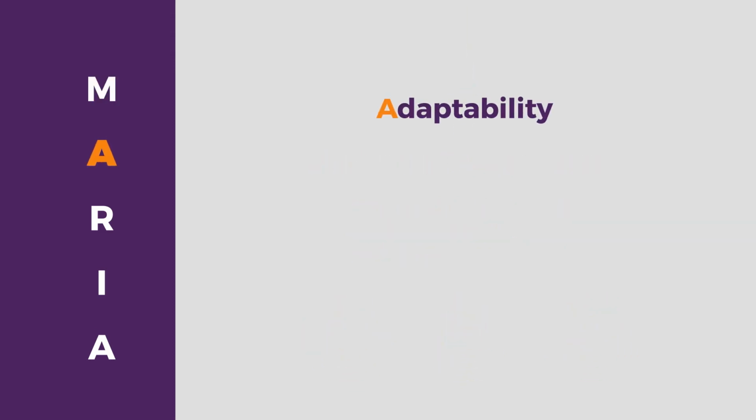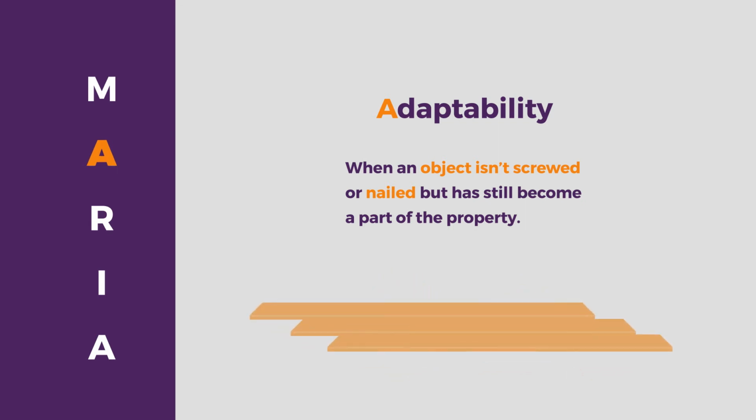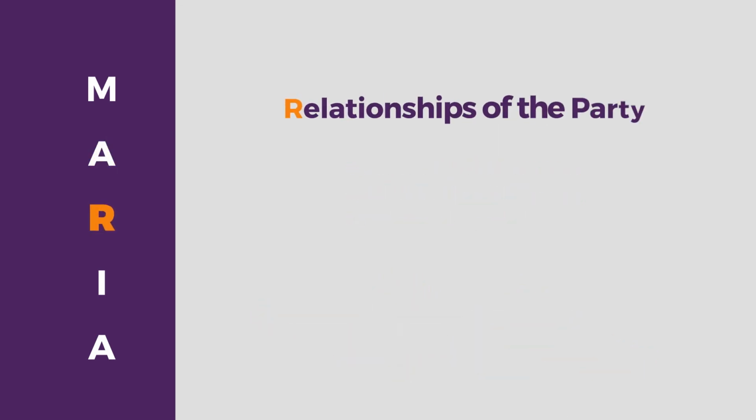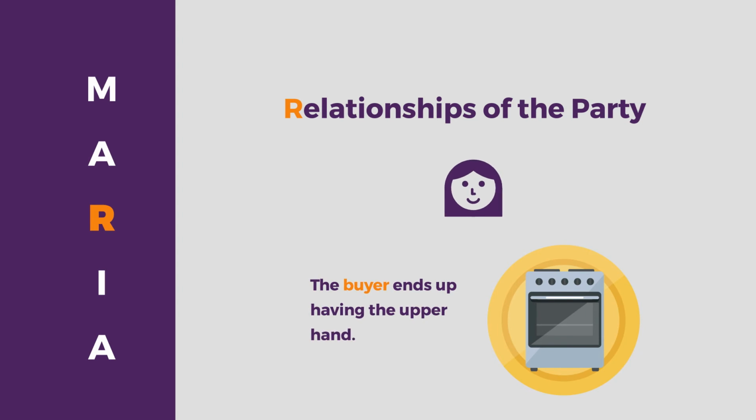Adaptability, meaning how the fixture is adapted to the property. When an object isn't screwed or nailed but has still become a part of the property, such as a floating floor, it is considered a fixture. Relationships is for relationships of the parties. In a dispute over a fixture, typically the buyer ends up having the upper hand because it is assumed that anything that the seller would have attached to the property was meant to be a permanent fixture.